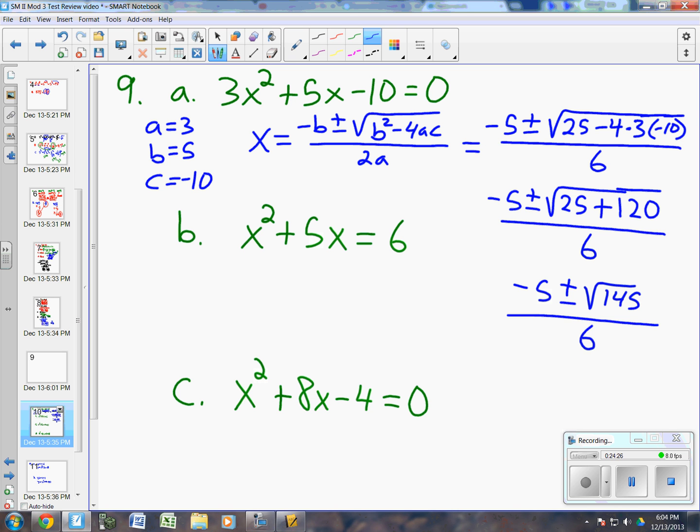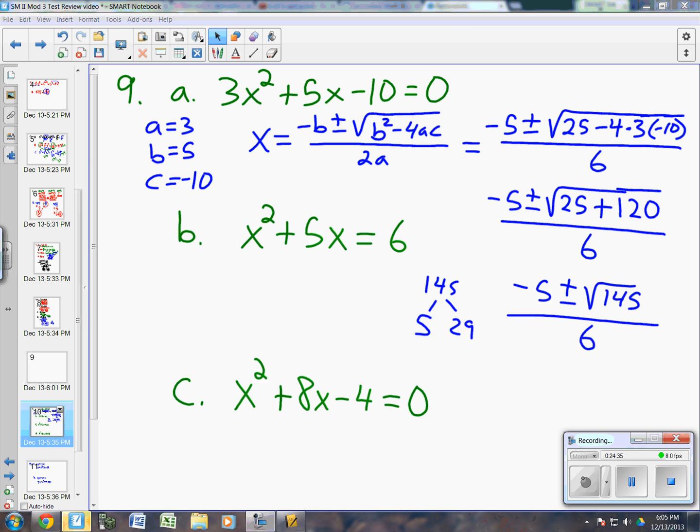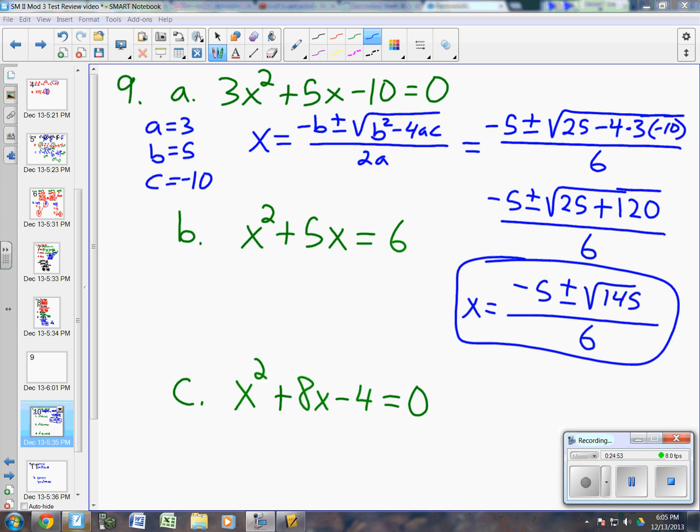And I need to see if 145 breaks down. So I'm going to write that right over here. 145 prime factors. I know that 145 breaks down to 5 times 29. They're both prime numbers. Therefore, it is simplified. It doesn't simplify any further than that. So we had to use the quadratic formula for that one, or completing the square. So my two answers are negative 5 plus or minus the square root of 145 over 6. Right there. Okay, next one.